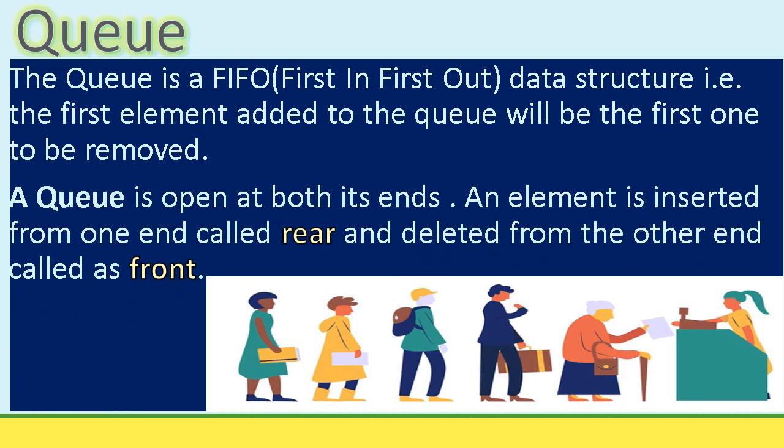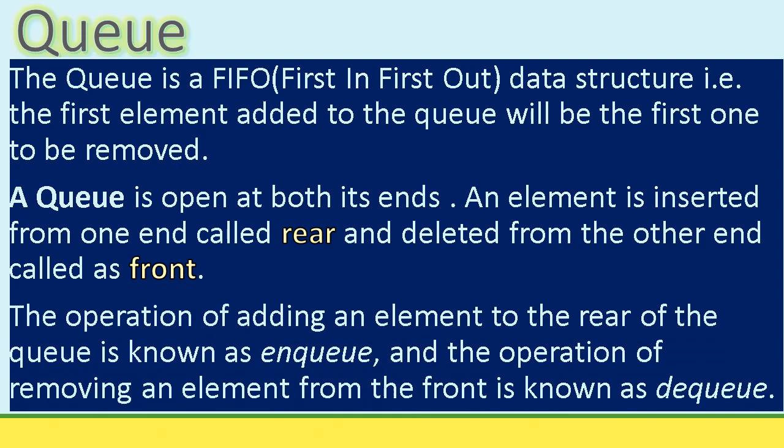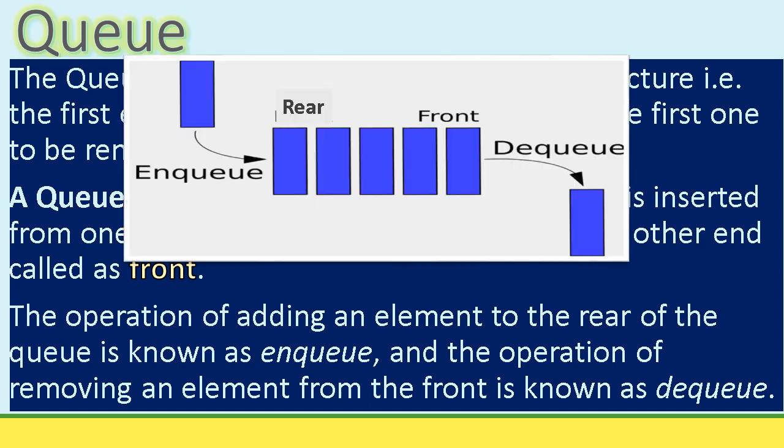So a queue is open at both its ends. An element is inserted from one end called rear and deleted from the other end, that is called front. The operation of adding an element to the rear of the queue is known as enqueue, and the operation of removing an element from the front end is known as dequeue. You can see this figure. The element is inserted from the rear end, so this process is known as enqueue, and deletion takes place from the front end, and the process is dequeue.